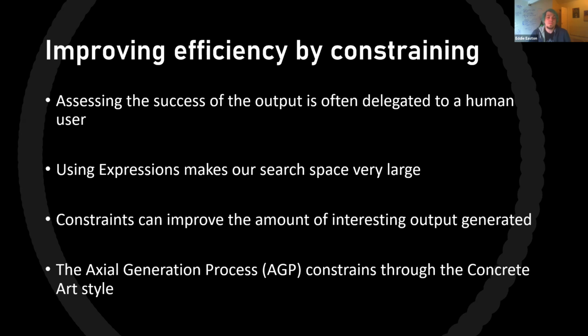So ideally, what we would do is just constrain the search space to only include items that the user already finds aesthetically pleasing or interesting or wants to see. However, it's virtually impossible to fully describe aesthetic preference. So what we do with the axial generation process, or AGP, is add constraints onto a system by applying the concrete art style. And this includes constraints, so placing items within a limited 3D space, limiting the number of items present within the output, and also using simple geometric shapes to form the patterns.